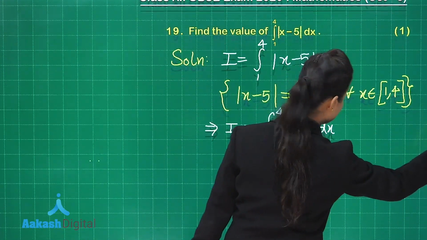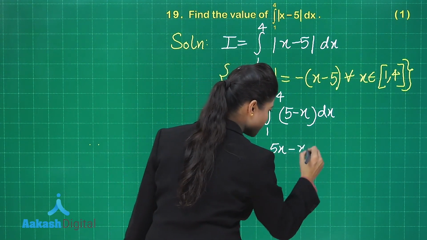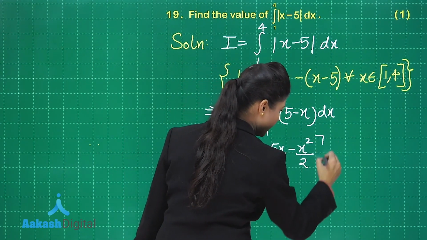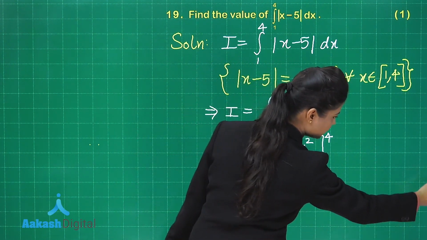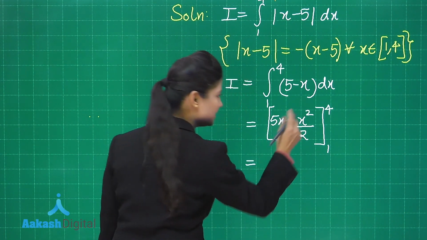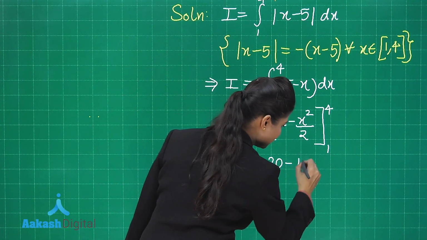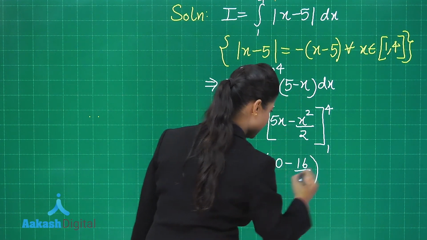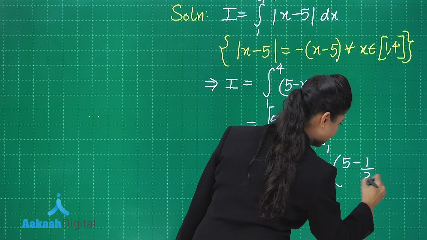And when you take here integral of 5 minus x is 5x minus x square upon 2, where the limits are from 1 to 4. Substituting these limits will give us the final answer, and on substituting these limits you will be getting here 5 into 4, 20, minus 4 square, 16 upon 2. Next minus you have 5 into 1, 5, minus 1 square upon 2, minus 1 by 2.